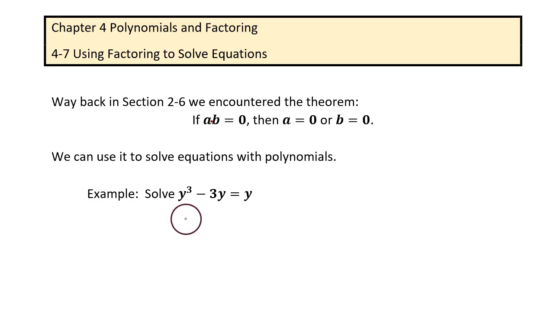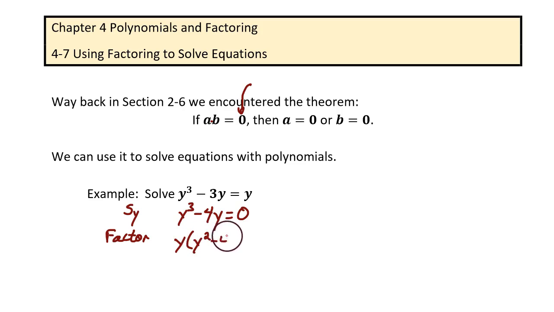The first step in solving this problem is to get it to equal 0 so that it fits our theorem. And we can do that by subtracting y from both sides. That creates y cubed, subtract 4y equals 0. Then factor the left side. There's a greatest common factor of y, and that leaves y squared minus 4. And that's equal to 0.